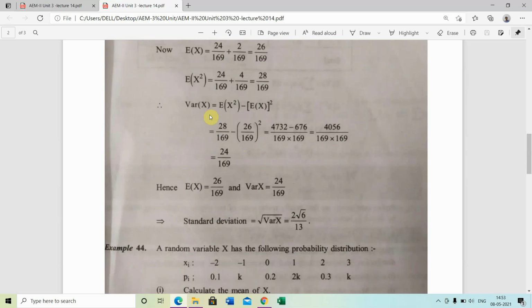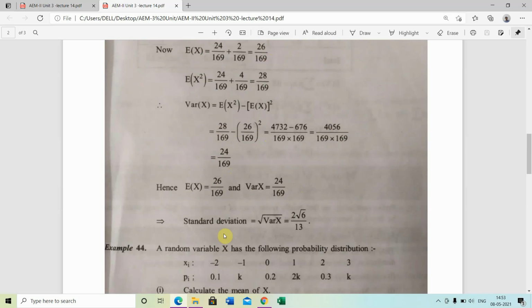Then variance of x equals E(x²) minus (E(x))². So we get 28/169 as E(x²), and (E(x))² is (26/169)², minus we get 4056/169 squared, or 24/169. This way we get mean E(x) 26/169 and variance of x 24/169.